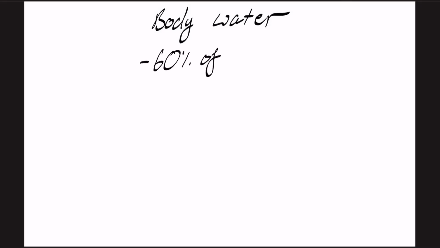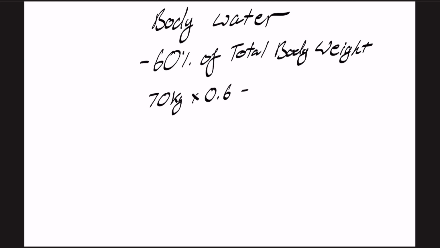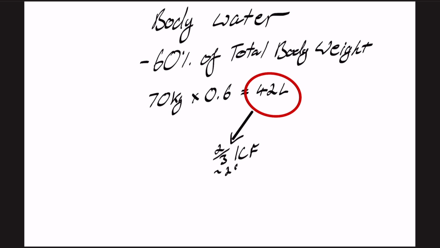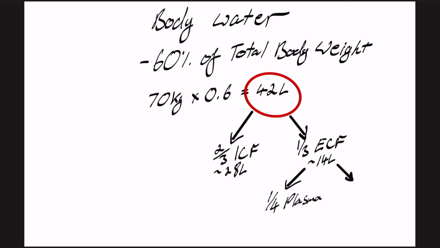So water in the body is about 60% of body weight. In our perfect 70 kilogram male that we normally talk about in physiology, this would be about 42 litres. Two thirds of that is intracellular fluid, so about 28 litres, and one third is extracellular fluid, about 14 litres. And of that extracellular fluid, about a quarter is plasma and three quarters is interstitial fluid.